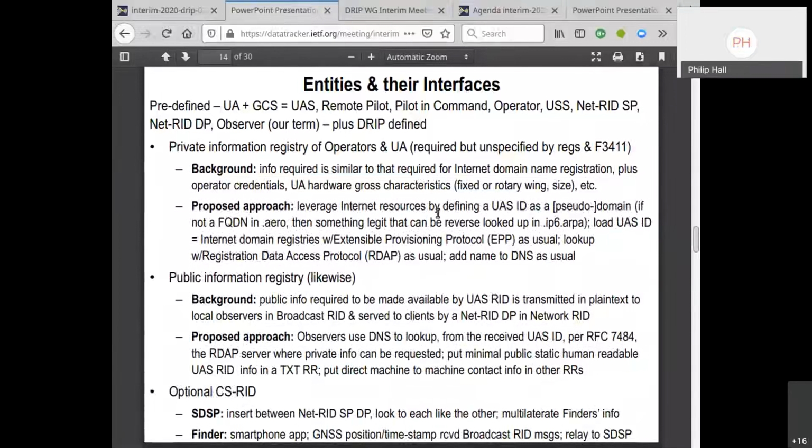Stu, on the registries, who are we assuming is owning or responsible for those registries? For instance, in the US, the FAA would have a registry of registered aircraft and potentially licensed pilots, and makes that available through what they call the FIMS to the USS providers. Are you considering that in your architecture, or who actually is owning the registries?